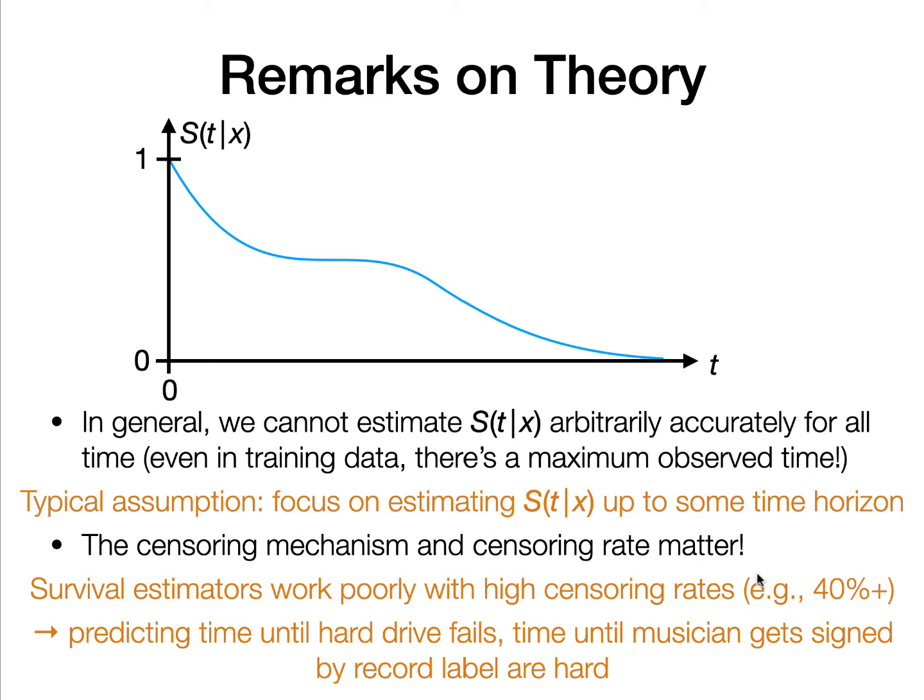By the way, what I put on the slide here is kind of a made up number. What's considered a high censoring rate varies by application and method and so forth. In a lot of papers, 40% or higher would be considered a fairly high censoring rate already.